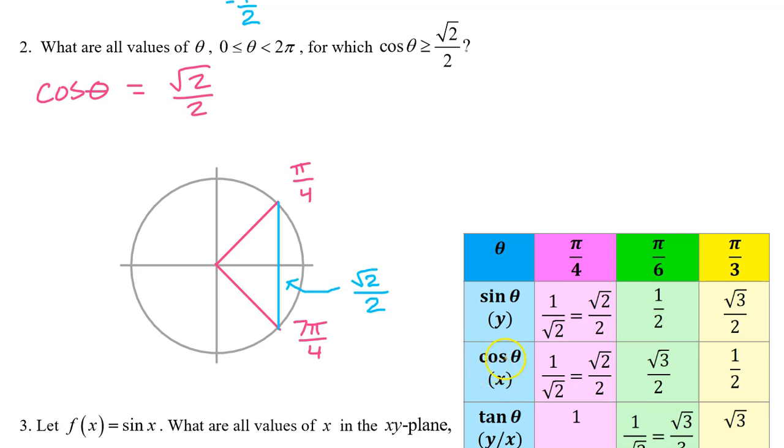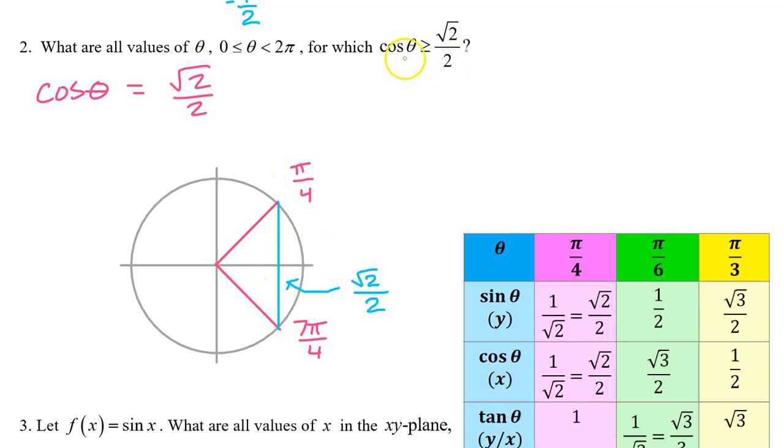On the unit circle, cosine gives the x value, or the horizontal displacement, of the intersection point of the angle. The cosine of both of these angles is radical 2 over 2. Therefore, the horizontal displacement at pi over 4 and 7 pi over 4 is exactly radical 2 over 2, represented by this light blue line.